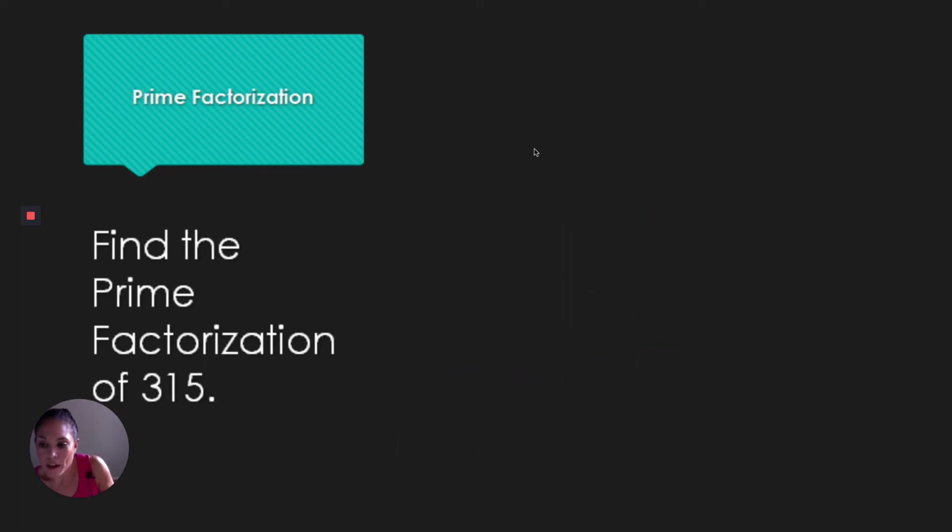Find the prime factorization of 315. So 315, and I'm going to do an upside down division, and because of the divisibility rules, I know that 2 can't go into 315 because it's not an even number and it doesn't end in 0. So let's add the digits and see if it's divisible by 3. So 5 plus 1 is 6 plus 3 is 9. It is divisible by 3. I'm going to start there.